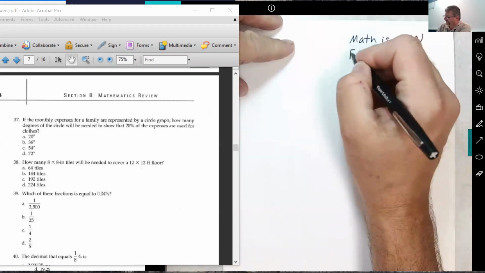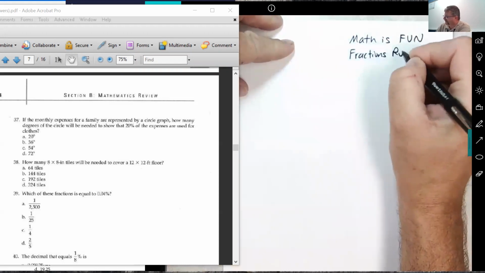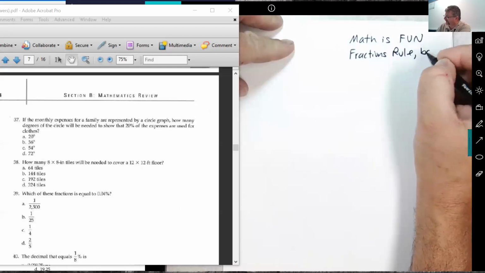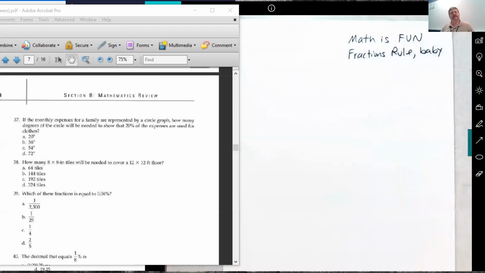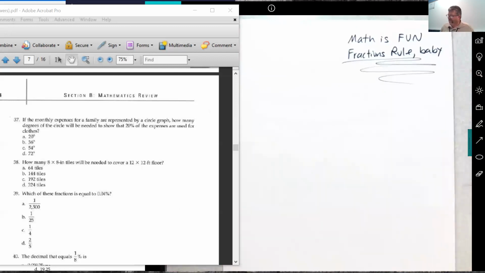Okay, you also know that fractions rule. Okay, and we will definitely sneak a baby in there this time. Okay? I love to torment my students with these little sayings. There's a lot more, but these are the only ones we got to in this review course. But okay, let's do it.